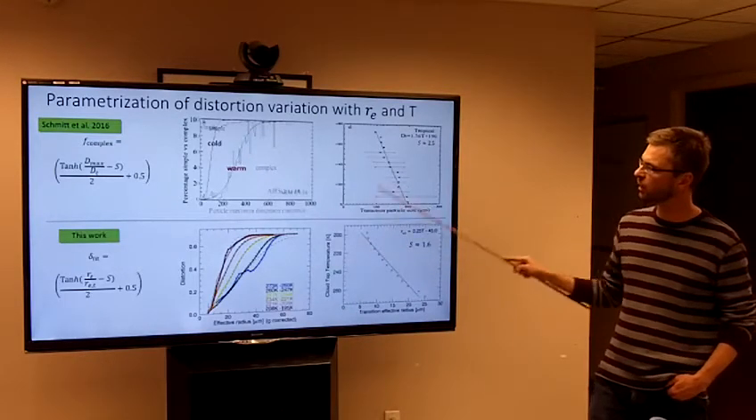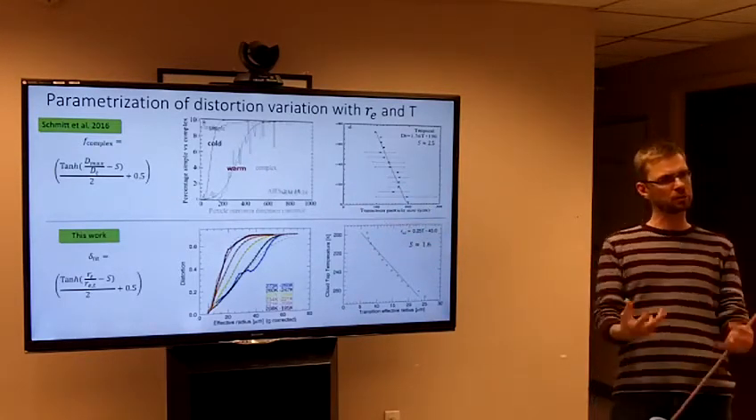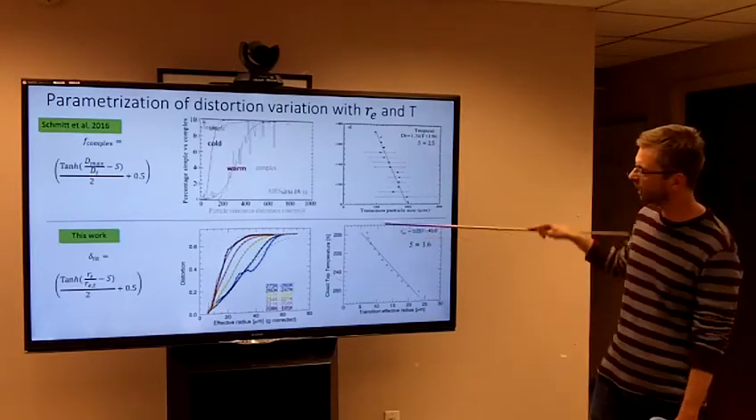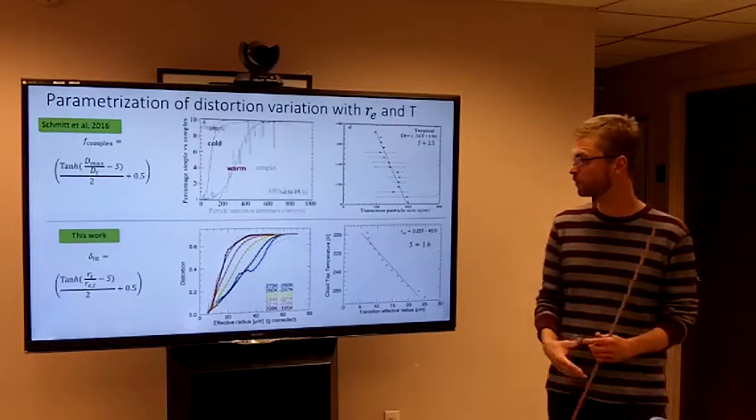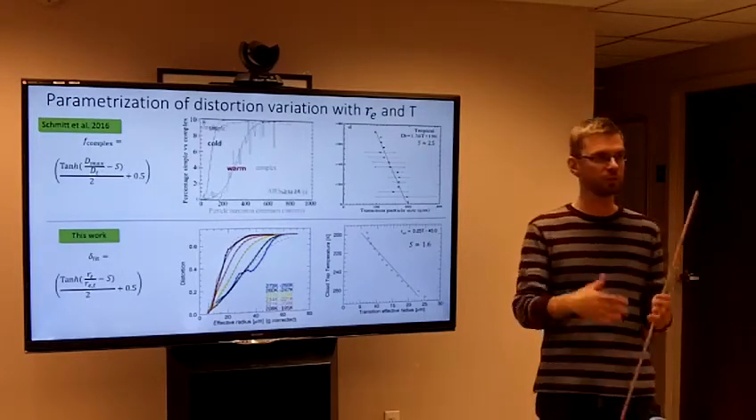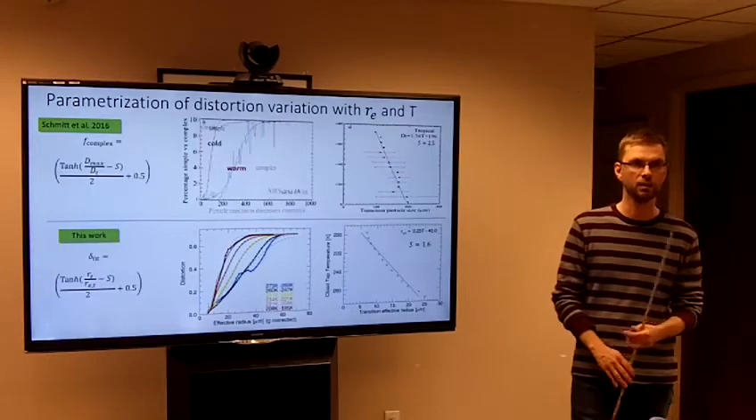So I'm not saying we're really seeing the same thing, because there's also the roughness and so on, but it gives you a parameterization of this distortion or roughness or whatever as a function of effective radius and temperature.